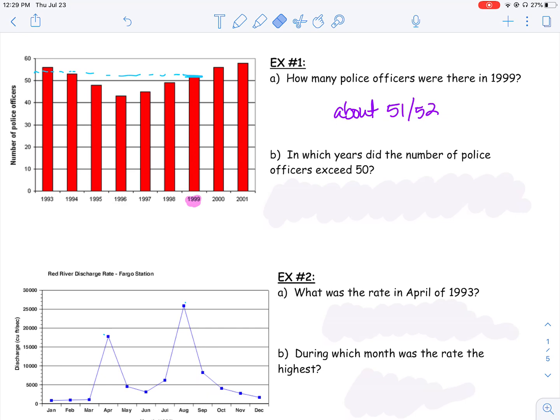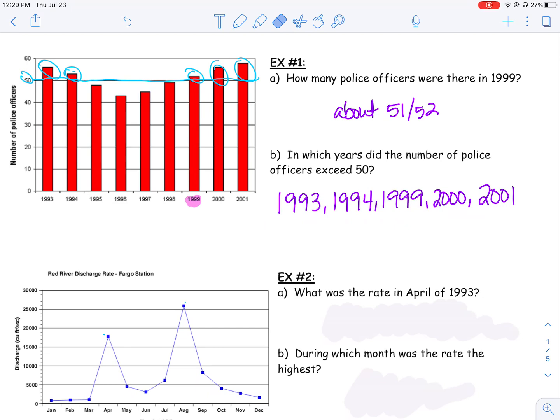All right, what about B? In which year did the number of police officers exceed 50? Well, exceed means more than, right? And so we need to use this a little bit backwards this time and start with the value of 50. And we want to figure out what bars or what years are more than that. It looks like 1993, 1994, 1999, 2000, and 2001. So in all of those years, the number of police officers exceeded 50. Make sure you know how to read and interpret a bar graph.